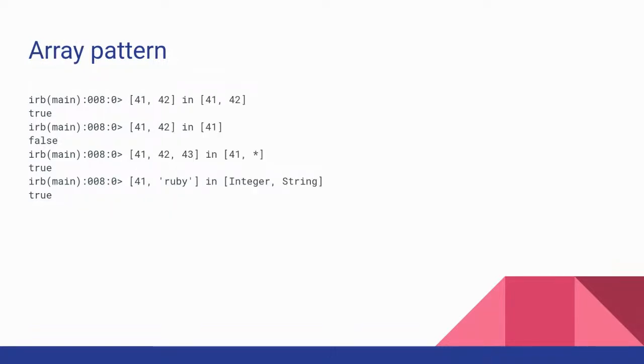The array pattern is a little bit different because by default, we can only match the entire object. As you can see in our first example, we're trying to compare this array 41, 42 with the other one 41, 42, and we receive true because it matches exactly the same items in the same order. Different from the second example, where we have 41, 42 and we're trying to match another array with only 41, and it doesn't match.